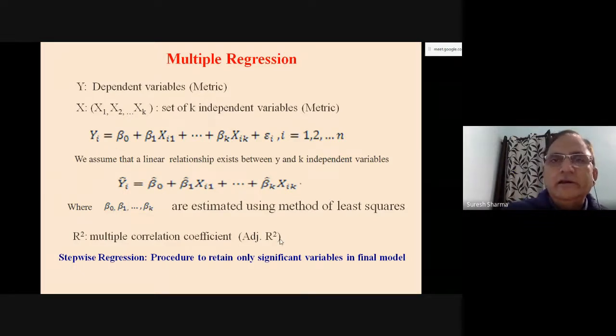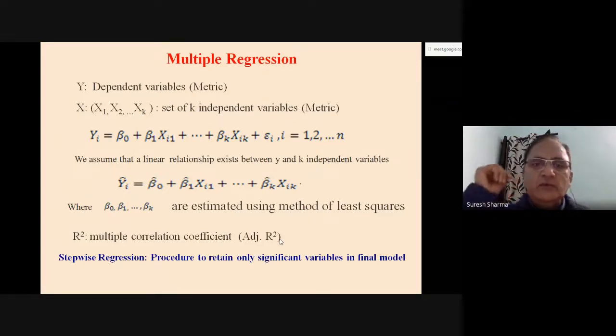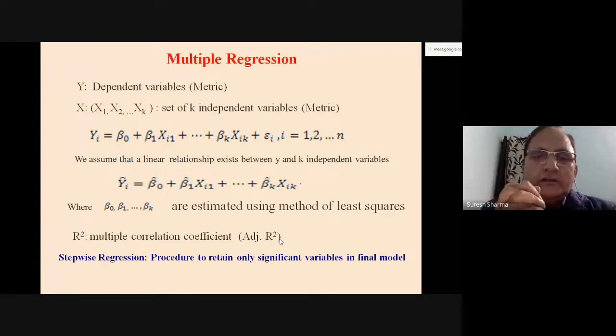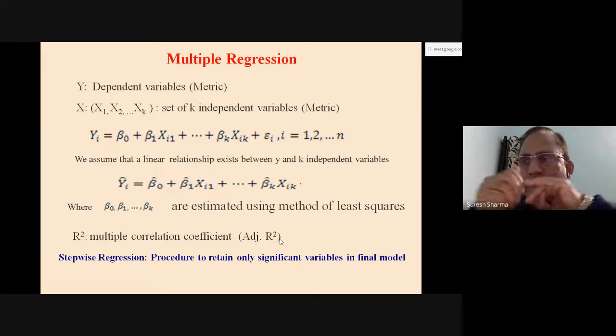Multiple regression is an extension of simple regression to more than 2 variables, let's say k variables. Any question up to this? This is all the theoretical part. Now I'll come to the practical part. Any question? Now the theory is over for simple regression, multiple regression, all the correlations I discussed. The theory part is over. If you have any question, you can ask me.